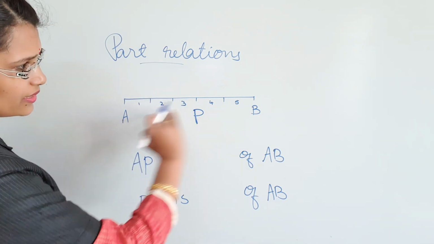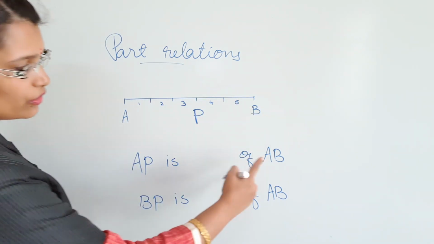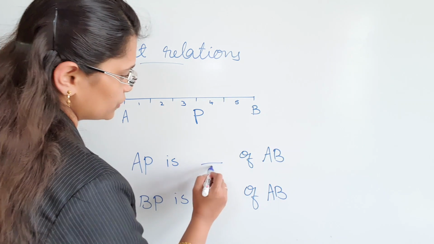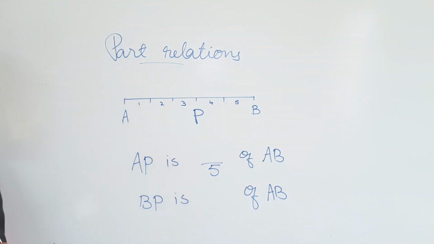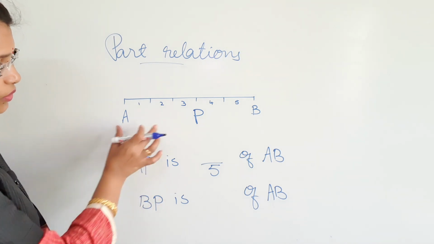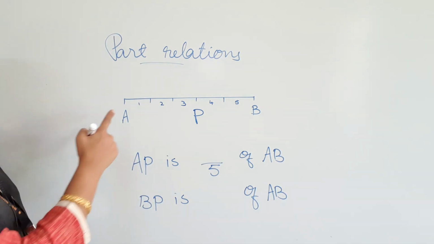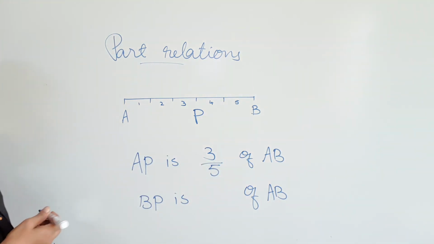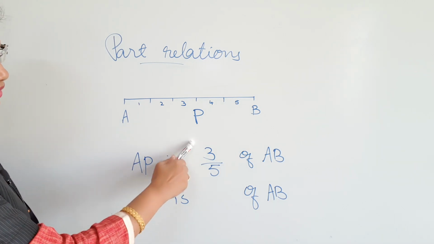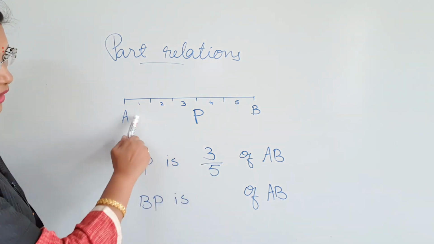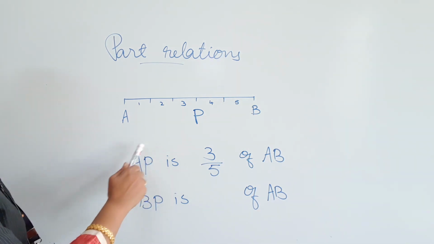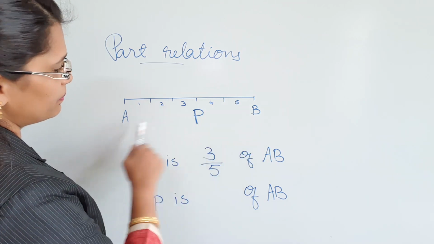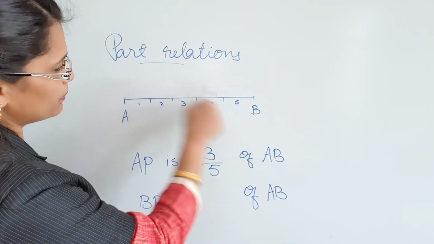So, AP is dash of AB. Dash of AB means you know the total how many equal parts are there, children? 5. Total 5 parts are there. Out of that, AP is equal to how many equal parts? 1, 2, 3. So, there are 3 equal parts. That is, AP is 3 by 5. From where did you get this 5? Total length, right? So, AP is 3 by 5 of AB, the total length.